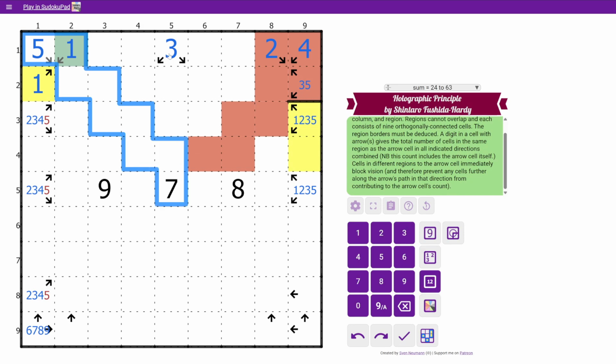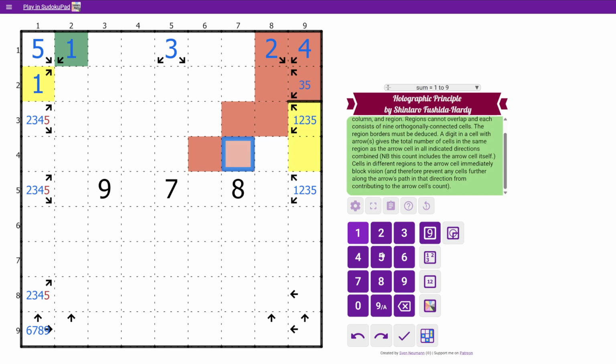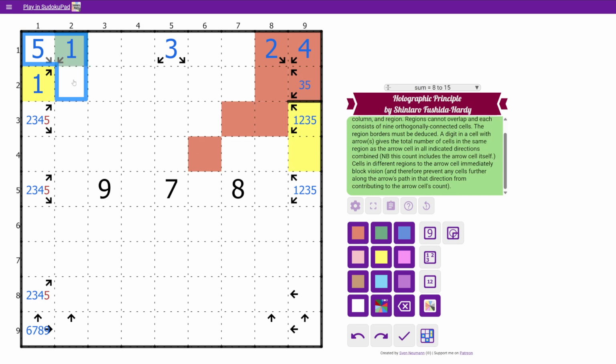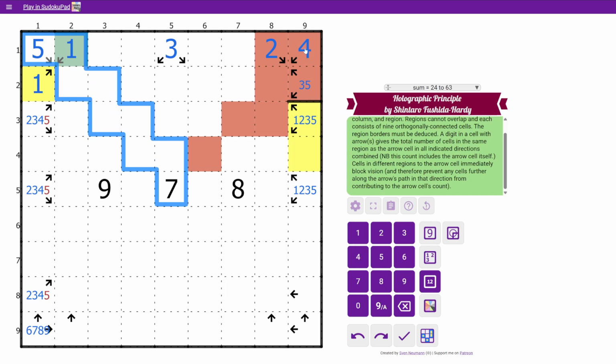One, two, three, 4, 5, 6, 7, 8, 9. What did I do? Right, this one was not part of red. 1, 2, 3, 4, 5, 6, 7, 8, 9. Okay, so this did have to be 4. I don't know why I colored that one.